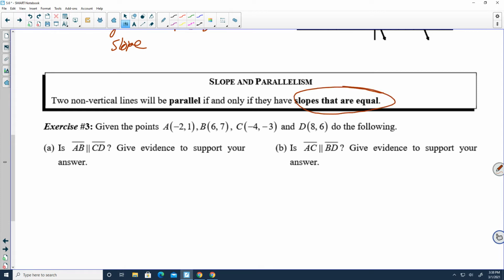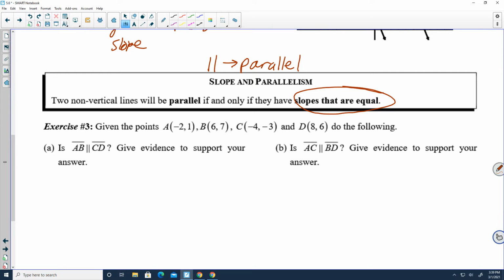All right, so given the points A (-2, 1), B (6, 7), C (-4, -3), and D (8, 6), do the following. Is AB parallel to CD? So just note one thing, this symbol right here means parallel. This is very important. Okay, those two lines mean parallel. So is line segment AB going to be parallel to CD?